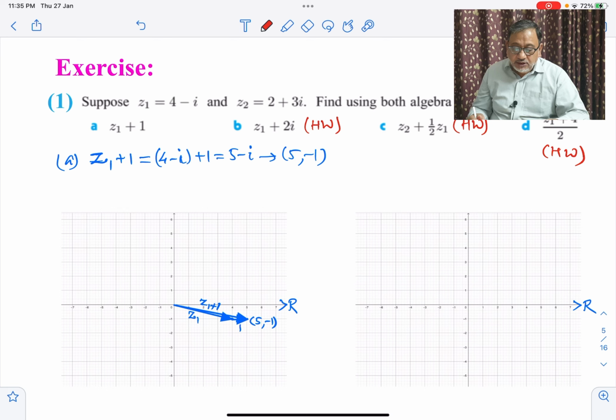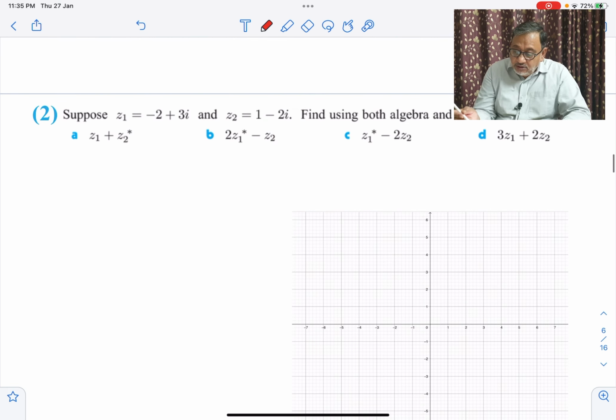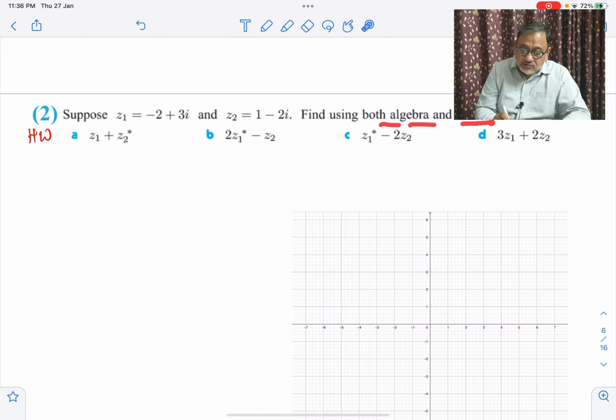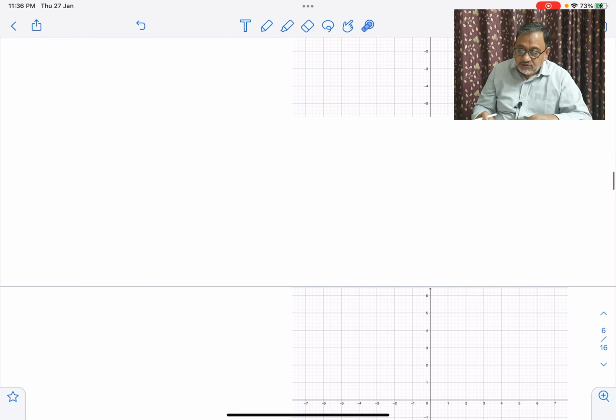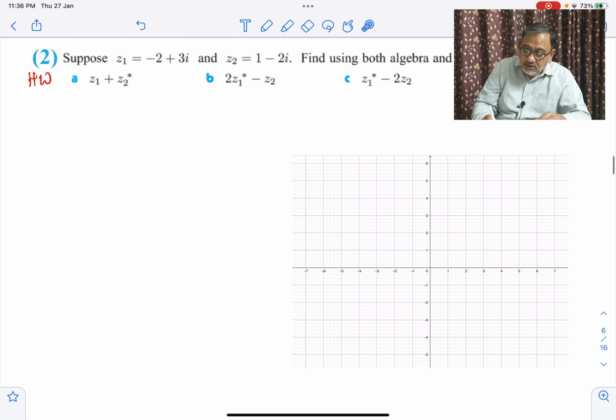Now look at this. Here you have more of them. So this is also for the homework. I am putting it here. Suppose Z1 is minus 2 plus 3i, Z2 is 1 minus 2i. Find using both algebra and vectors Z1 plus Z2 conjugate, 2Z1 conjugate minus Z2, Z1 conjugate minus 2Z2 and 3Z1 plus 2Z2. I have put the 3 graphs here, so you can solve them here. This is for A.